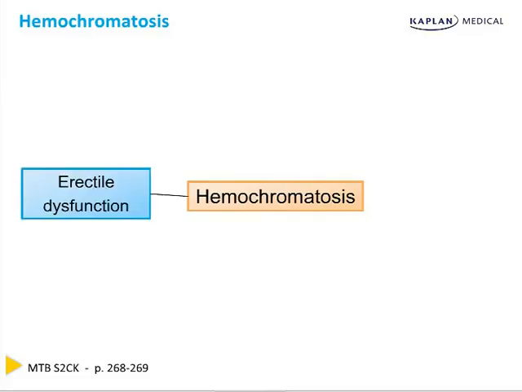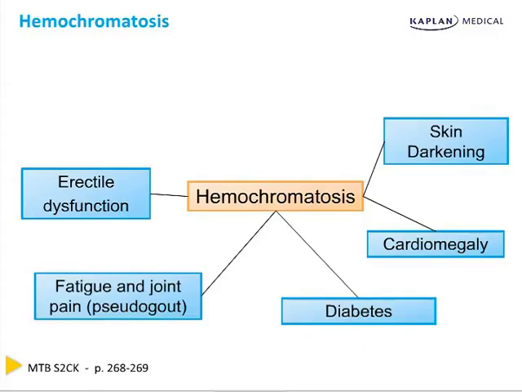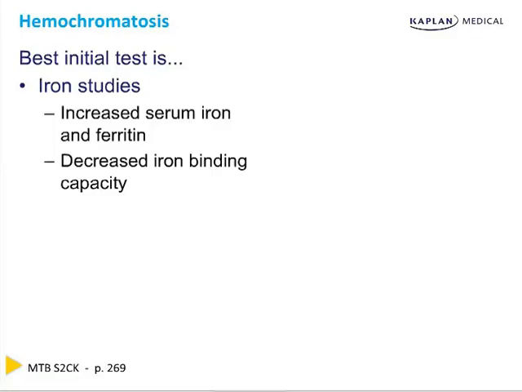Patients will present with erectile dysfunction, fatigue and joint pain from pseudogout, diabetes from deposition of iron in the pancreas, cardiomegaly, skin darkening from all the iron, and, if they're female, amenorrhea. The best initial test is iron studies. This will show an increased serum iron and a decreased iron binding capacity.